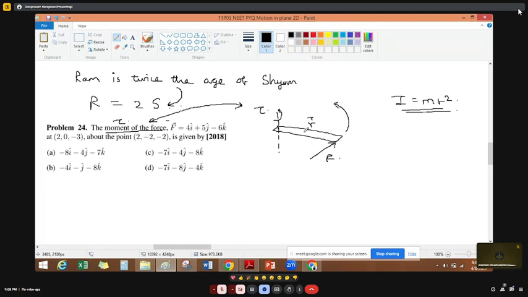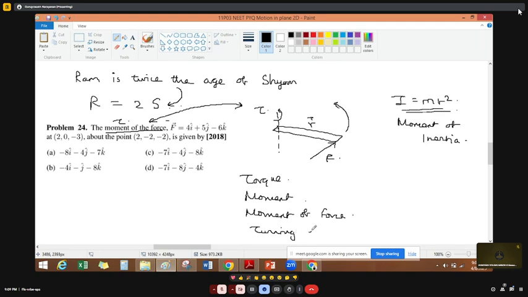This is force multiplied by distance, which will give me torque or moments. Yeah, I agree that it is a bit confusing, this and this, but this is moment of inertia. So take it down properly. This is turning effect. So you can say torque, you can say moment, you can say moment of force, you can say turning effect. So all these things are same.